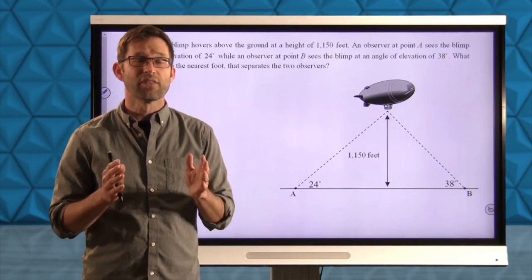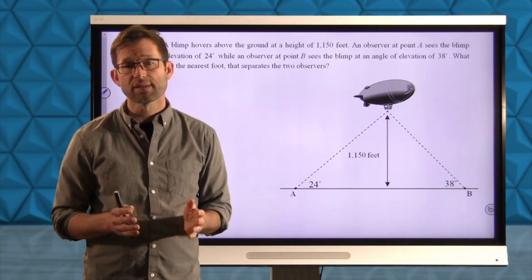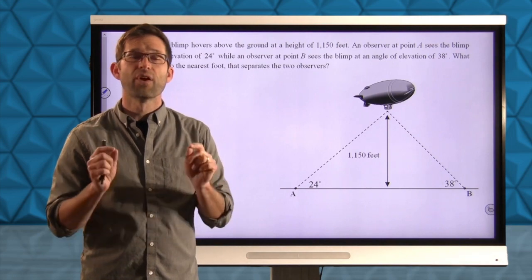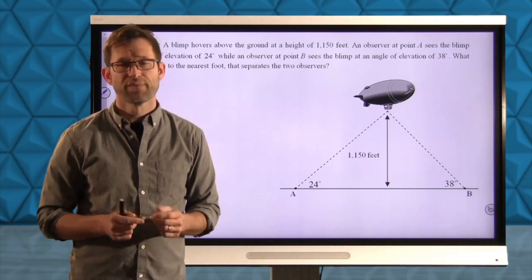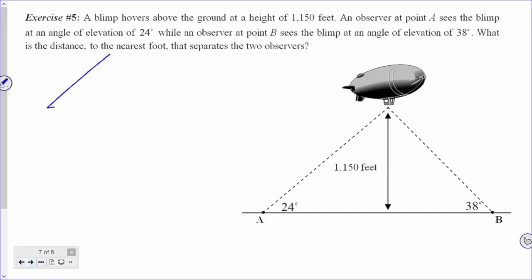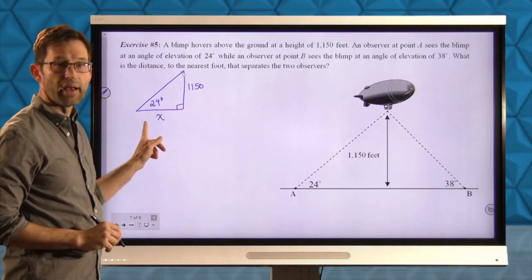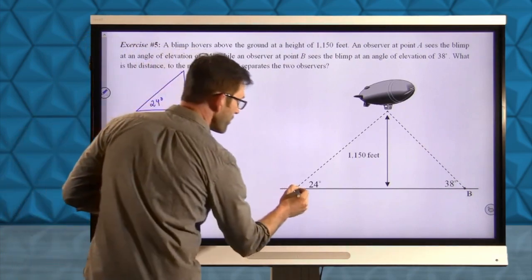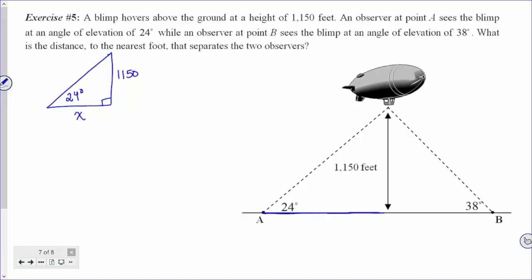The key here is that there's two of them, and unlike the isosceles triangle exercise, they're not identical right triangles. That's a little bit unfortunate, but here are the two right triangles. One of them looks like this, with 24 degrees and a height of 1,150. And what I want is this distance, x. This would be a distance of x.